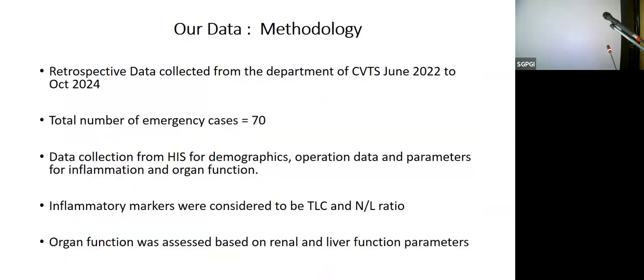So now I will come to the data part. We collected data from June 22 to October 2024. This is retrospective data collection. We operated on 70 emergency cases. Data was collected for demographic and operation information from HIS. And we tried to utilize as many parameters as we had for knowing the inflammation status and organ function status. So we could collect data like LFTs, RFTs, TLC and NL ratio. TLC and NL ratio for inflammation and the rest of the parameters for organ function.